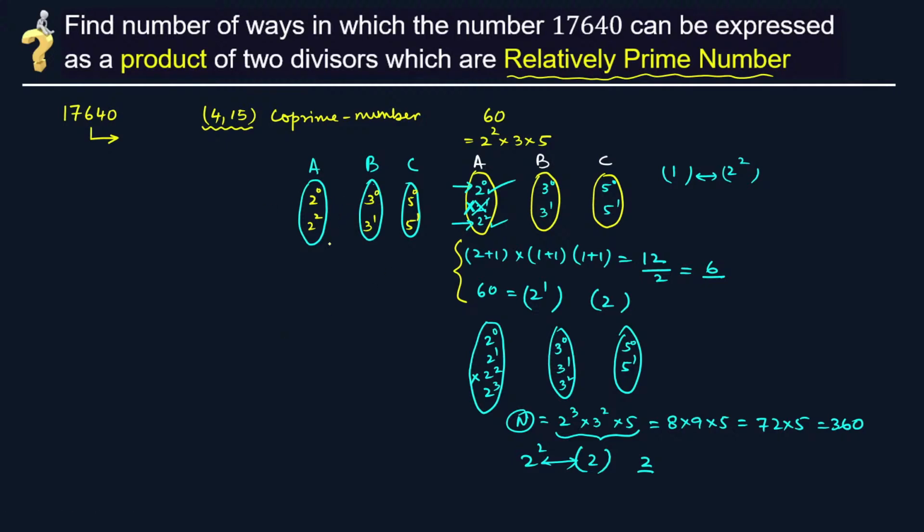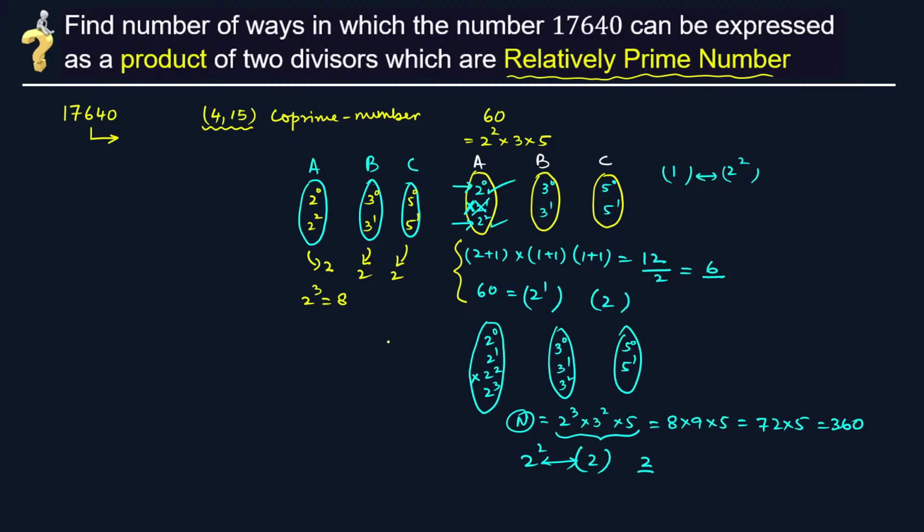So how many options are there if we only take 2 to the power 0 and 2 square? How many such divisors will you get? Obviously from here you are going to have 2, 2 and 2, so it is 2 cube, which gives us 8. So 8, according to our theory till now, will be the total number of ways in which 60 can be expressed as a product of two divisors which are relatively prime numbers.